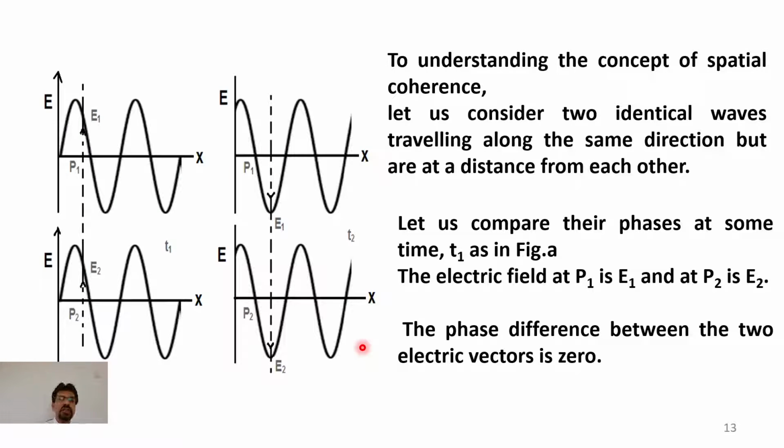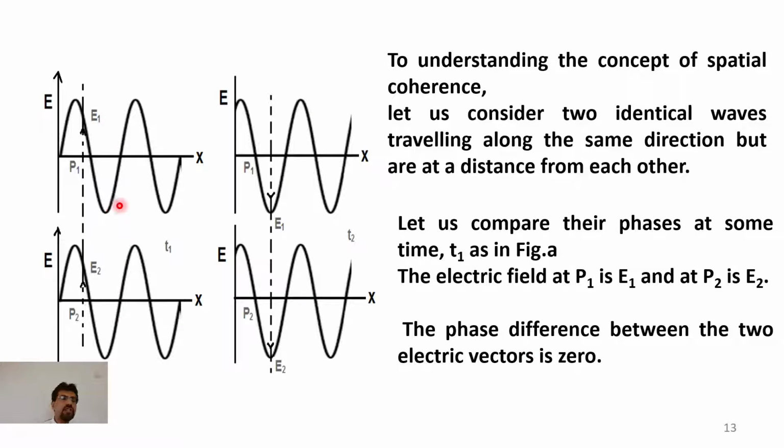Now to understand the concept of spatial coherence, let us consider two identical waves traveling along the same direction but at a distance from each other. Let us compare their phases at the same time, say at time t1. See here the electric field vector at the point P1 is E1 and the electric field vector at the point P2 is E2.